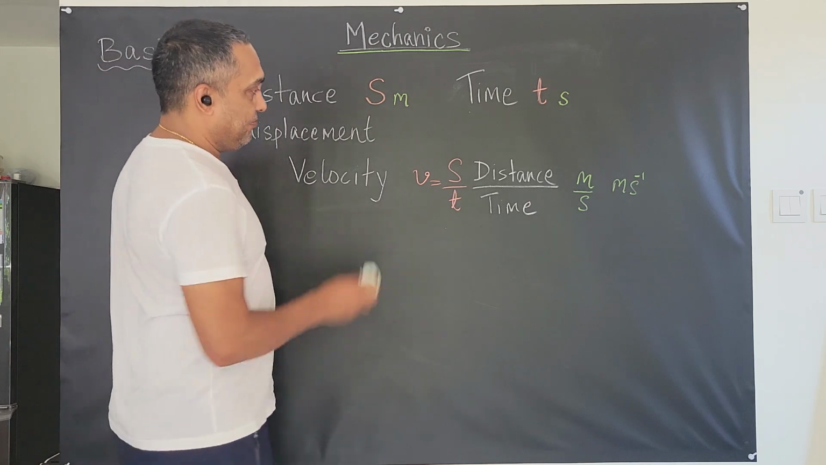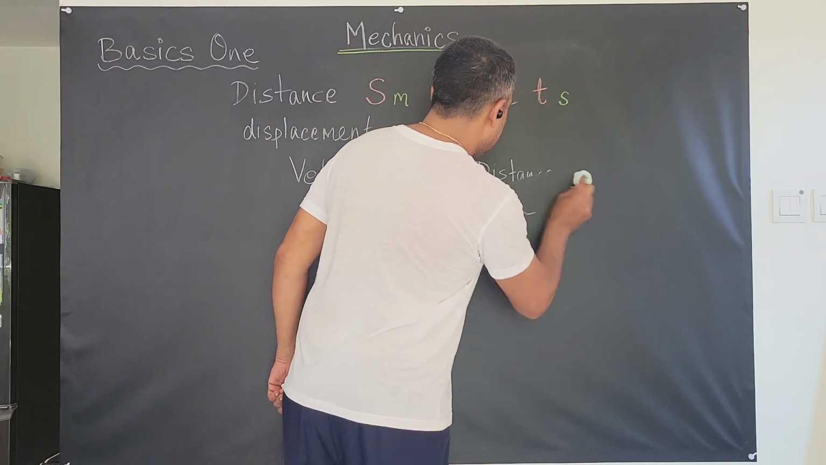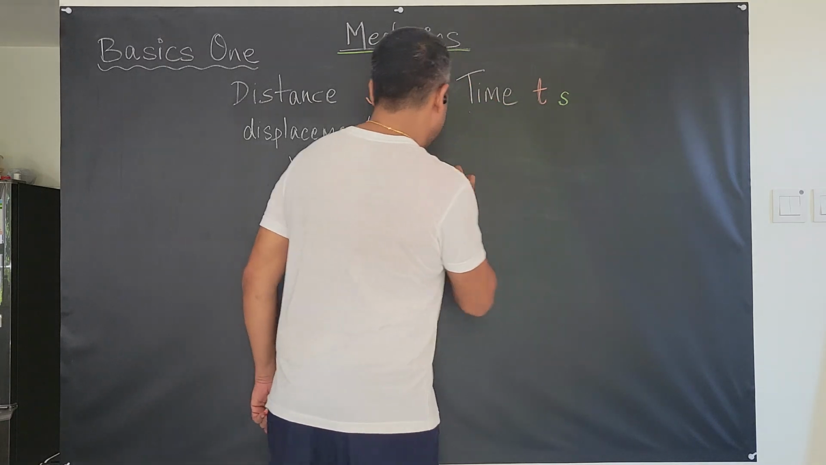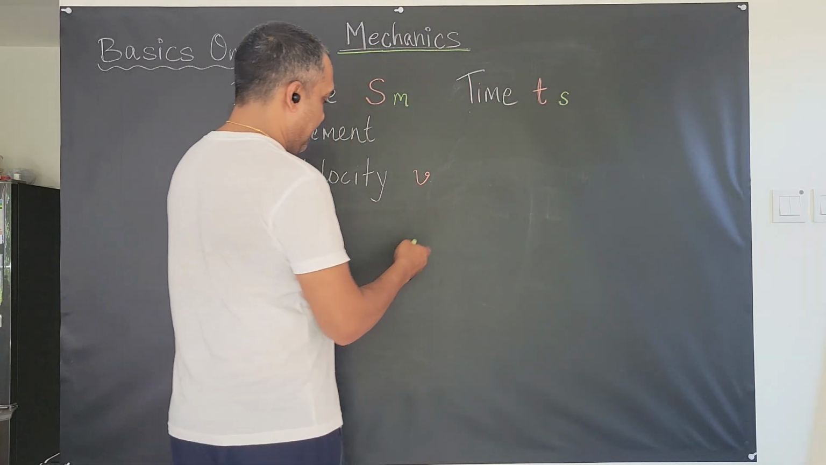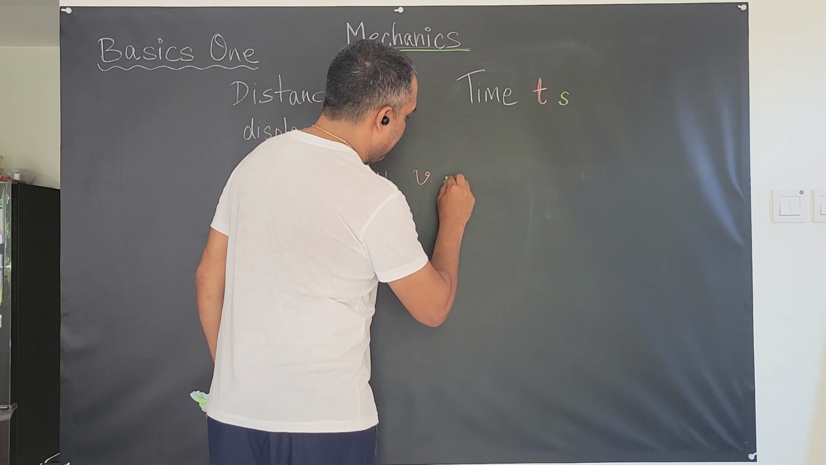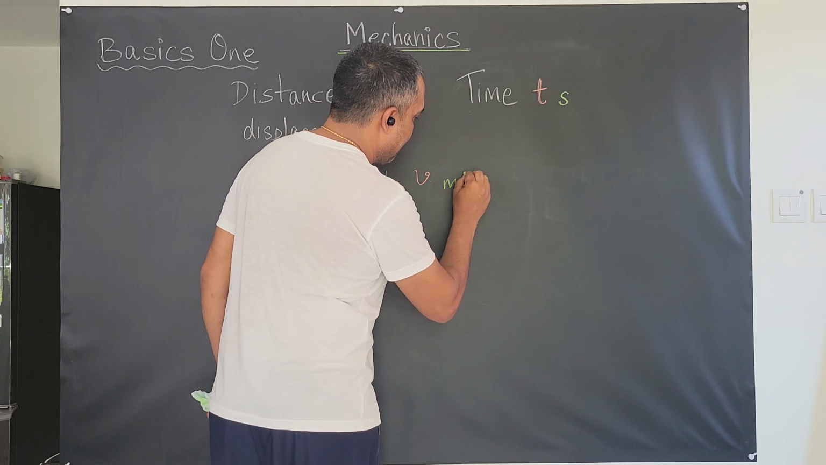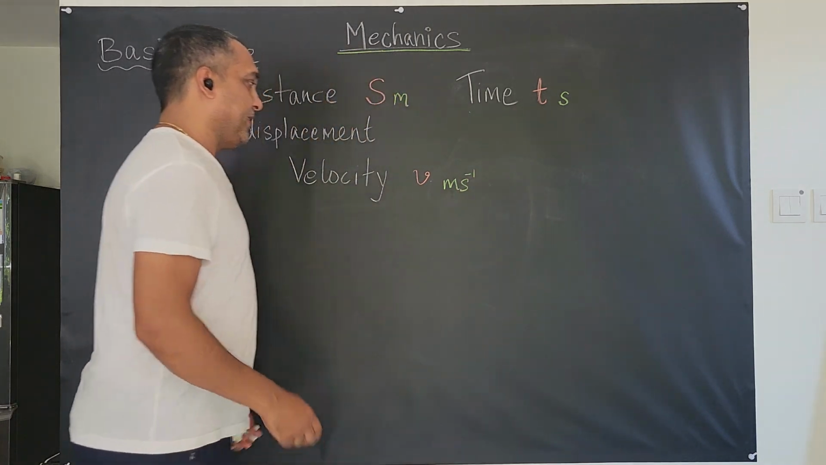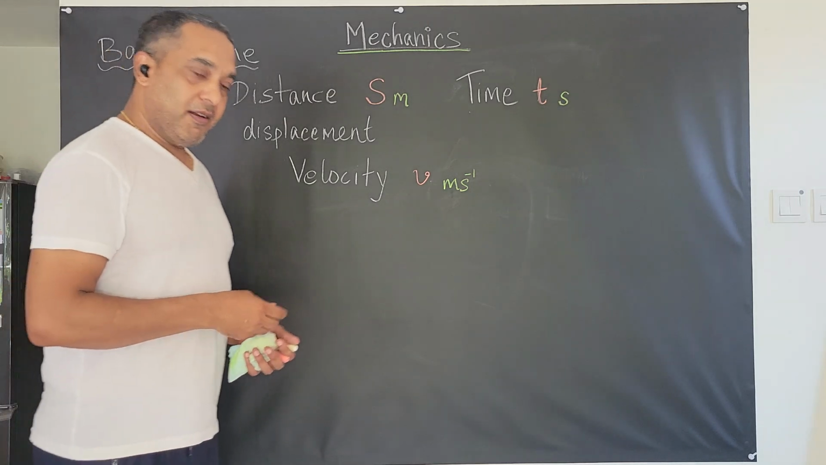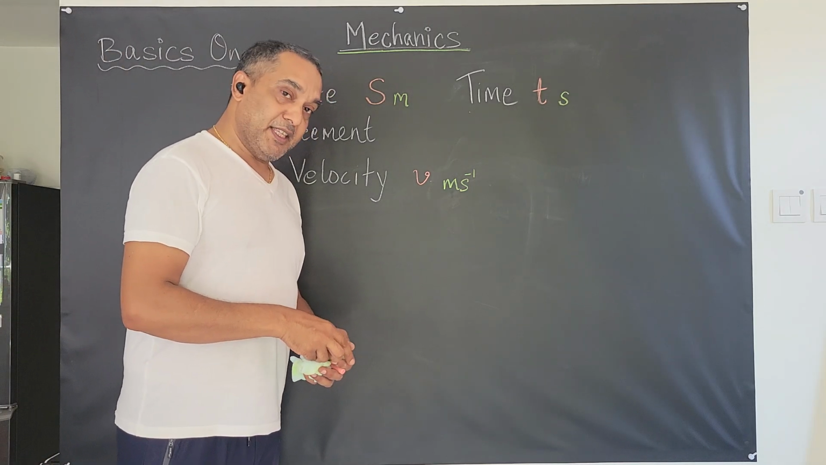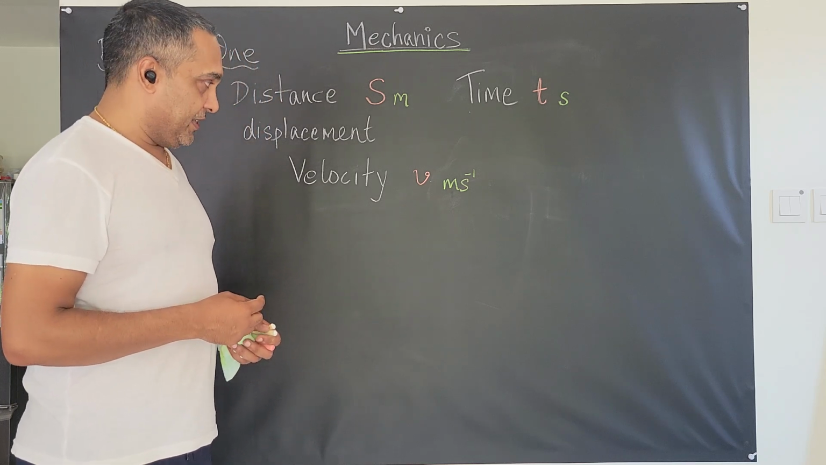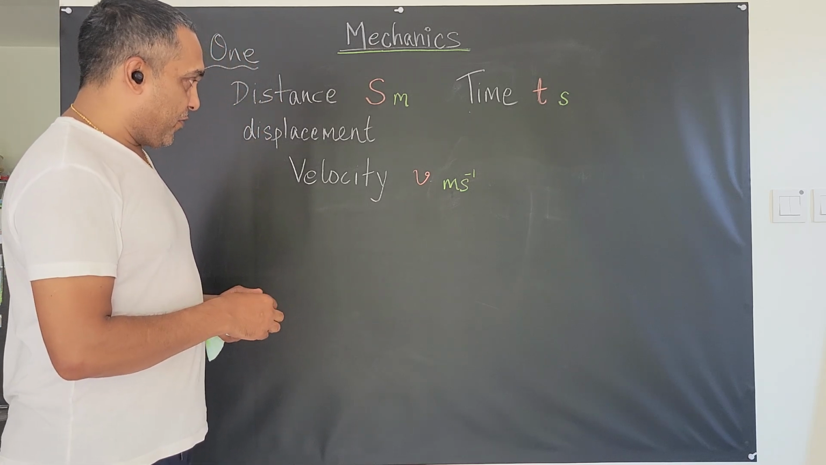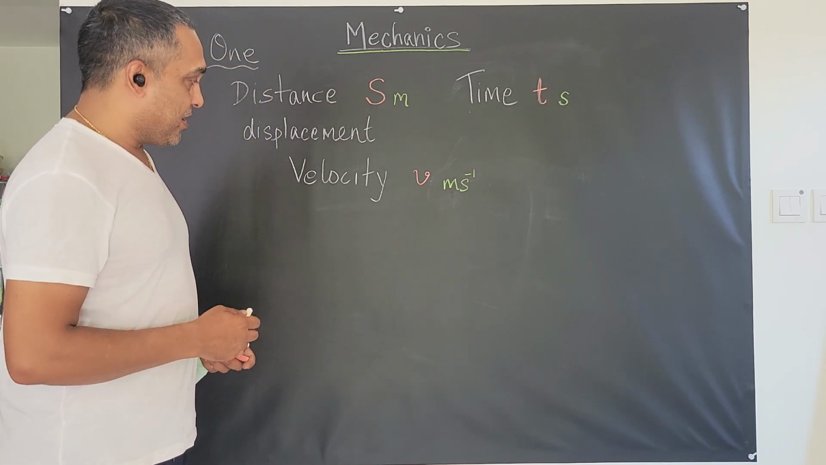So I'll take that out, simplify this here. So velocity in meters per second. Okay, here I'll introduce the concept of initial velocity and final velocity. But before we get there, here's another thing I want to show you.